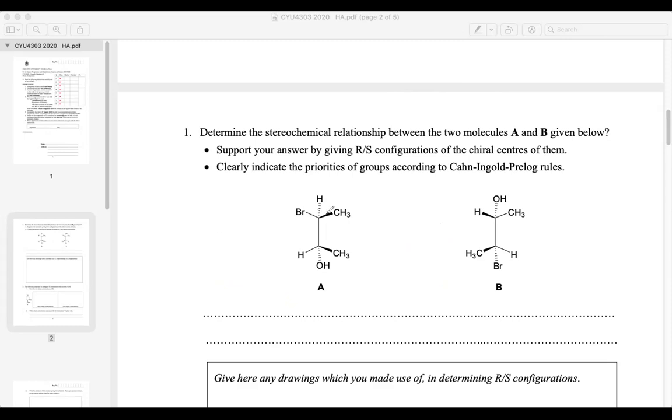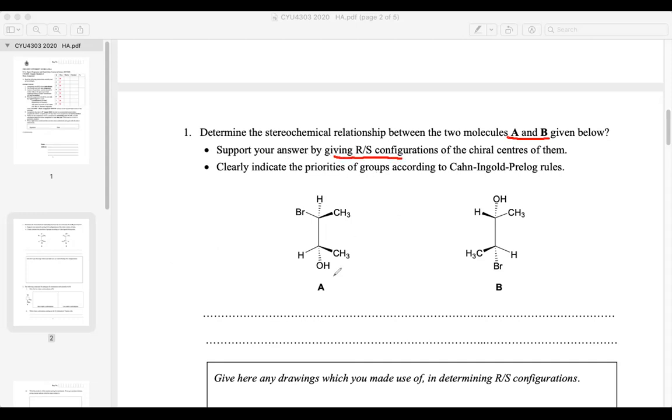If you find this one as S, for example SS, then RR is the enantiomer. If it comes as SR, then RS is the enantiomer. I think you know what I mean. So the question asks: determine the stereochemical relationship between two molecules A and B, support your answer by giving the RS configuration.